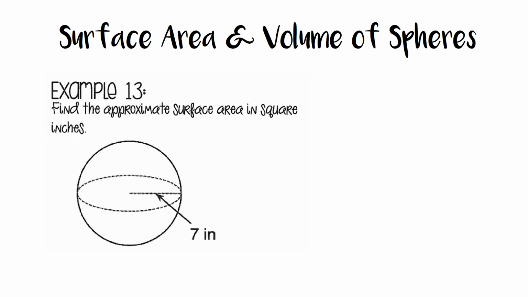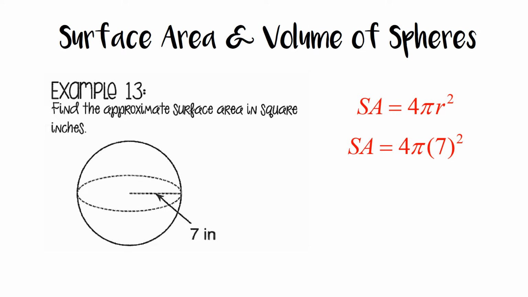All right, example number 13 in your foldable. We need to find the approximate surface area in square inches, so we can round a decimal answer when they say approximate. So our surface area formula is 4 pi r squared, and they show in the picture that our radius is 7. So we're just plugging 7 in for r.